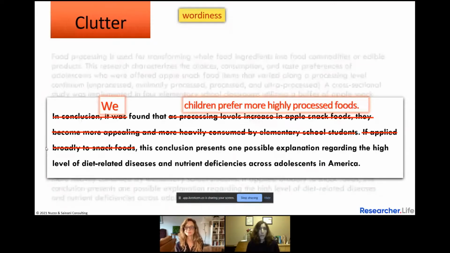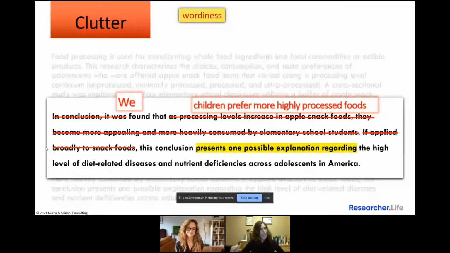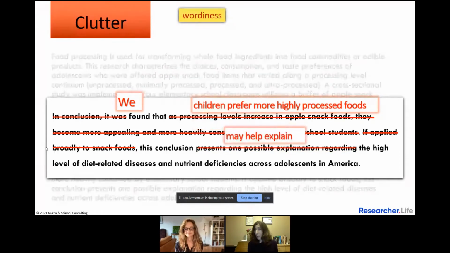Right. So then we get, this conclusion presents one possible explanation regarding, and I'm going to highlight that phrase because I think this really typifies your typical academic writing, right? We use a lot of words, and some pretty big words, for a very, very tiny idea. What do we mean by presents one explanation regarding? Well, there's a faster way to say that, right? Can't we just say this conclusion may help explain?